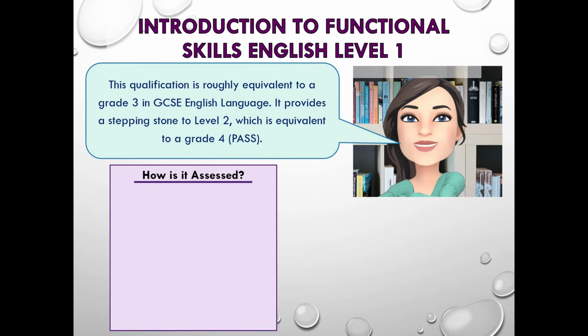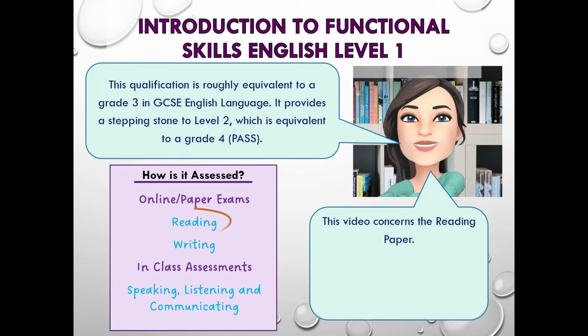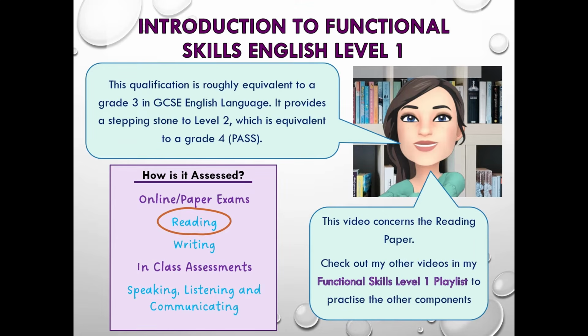So how is it assessed? Well, there are 2 online or paper exams depending on your preference, and they are reading and writing. And there is 1 in-class assessment, and this is speaking, listening and communicating. This video contains the reading paper only. Check out my other videos in my Functional Skills Level 1 playlist to practice the other components.